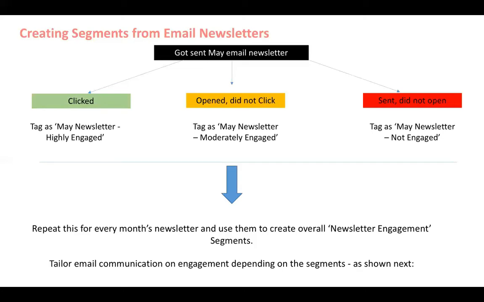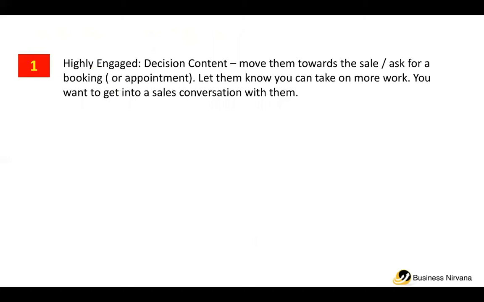You will then tailor email communication depending on how they are engaged. I've given an example, right? If they're highly engaged, then you want to send them content that can help them make decisions. You want to move them towards the sale. You want to ask for a booking or an appointment. Let them know that you can take on more work this month. You want to get into a sales conversation with these guys.